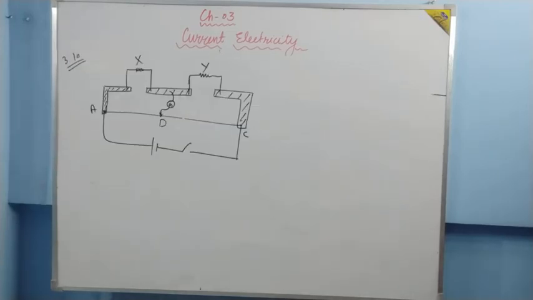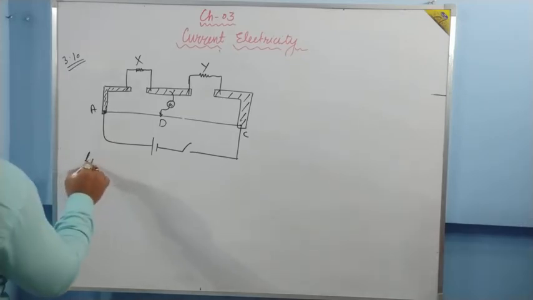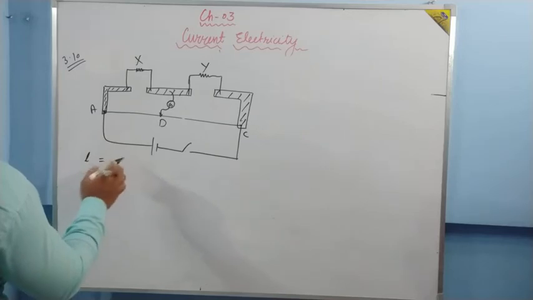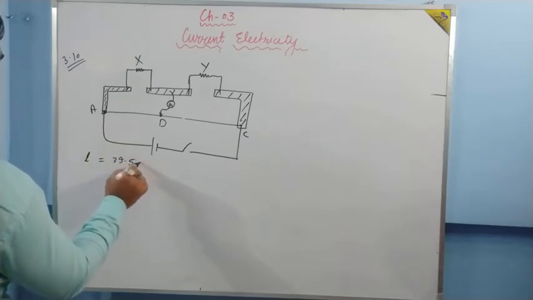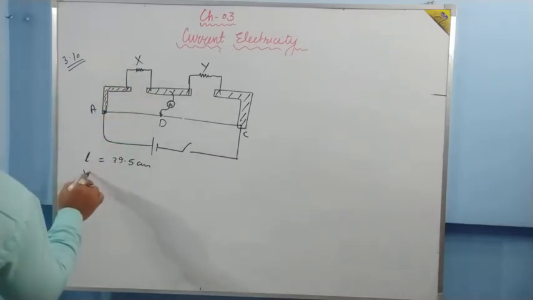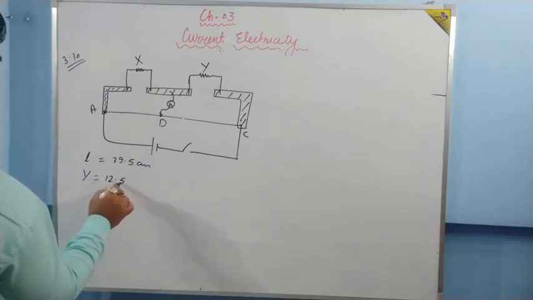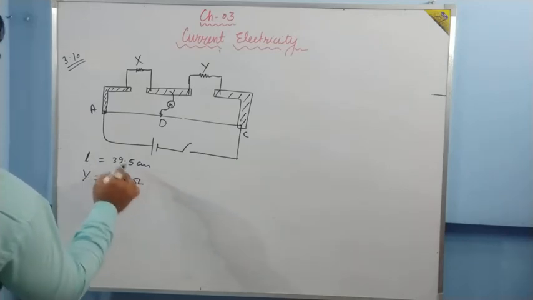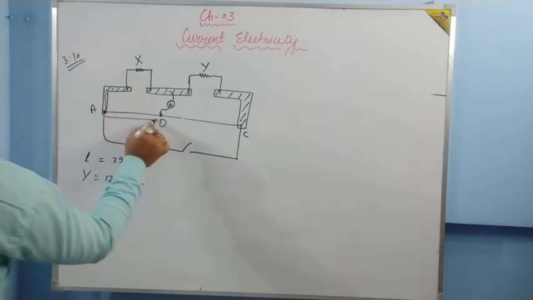So this is question 3.10. A figure is given. It is given that the balance point is found to be at 39.5 centimeter. L is equal to 39.5 centimeter from the end A, when the resistor Y is of 12.5 ohm. This length is given.